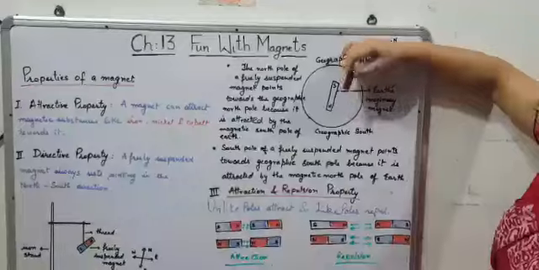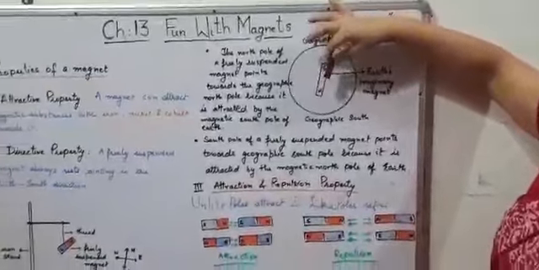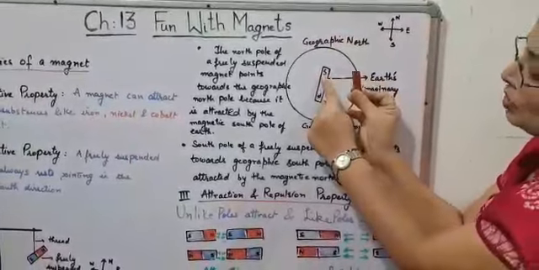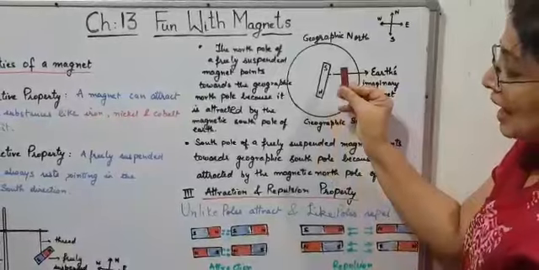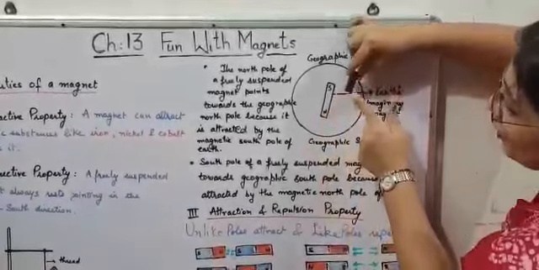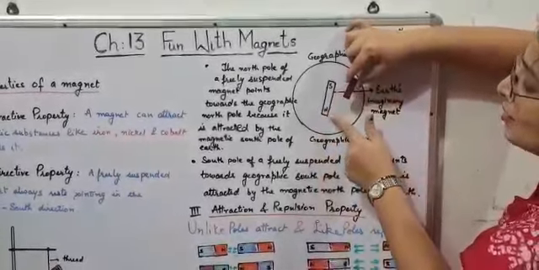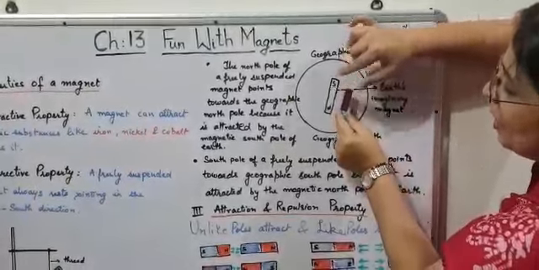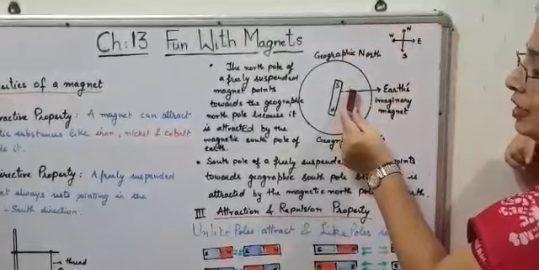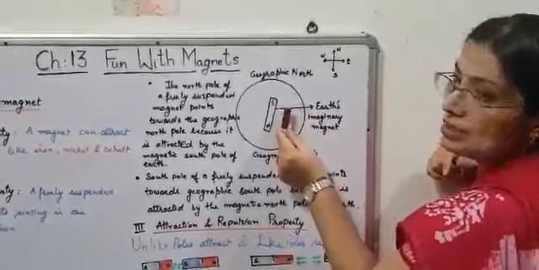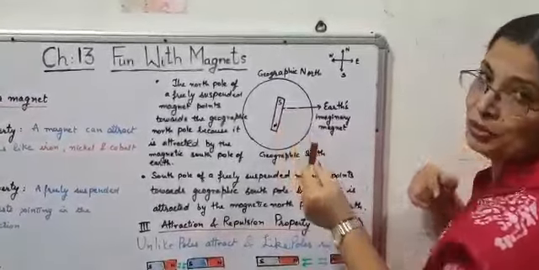So if I suspend a magnet over the earth, see what happens: my north pole is attracted towards the south pole of earth. As a result, it points in the north direction, and the south pole of this bar magnet is attracted towards the north pole of the earth's magnet. So that is why our bar magnet, when freely suspended, always and always points in the north-south direction. Hope you have understood.